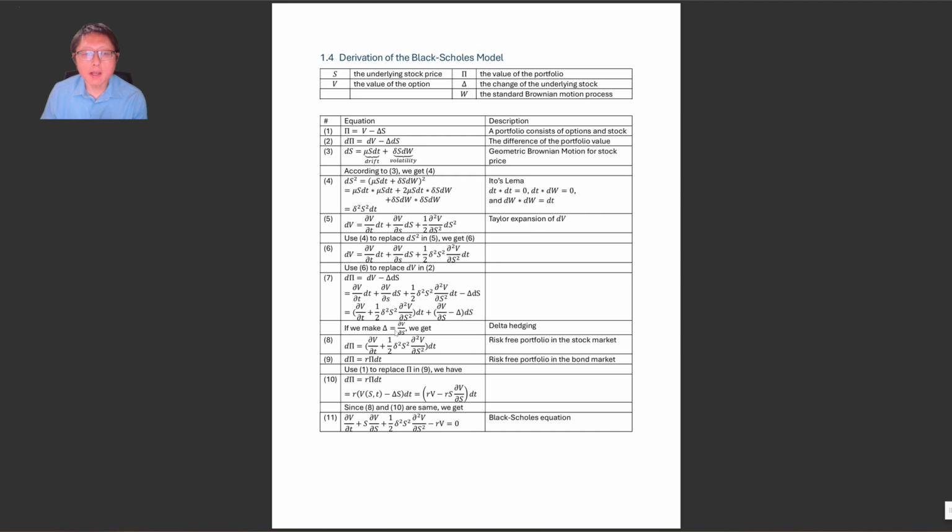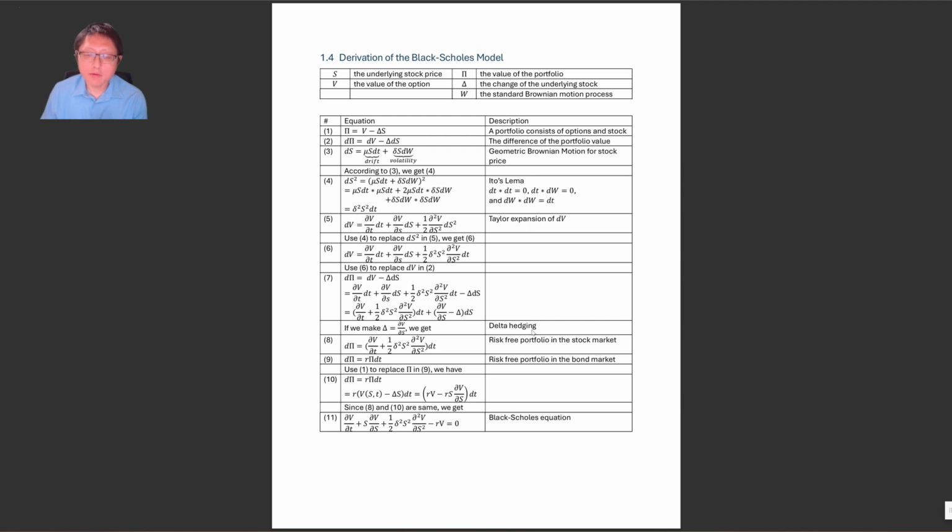So we just make this delta equal to this. And if we do this, the second part of this equation 7 will become 0, and we only have the first part left. So this part that makes the delta equal to this is actually the so-called delta hedging. If you're interested in delta hedging, you can look at delta hedging related YouTube videos.